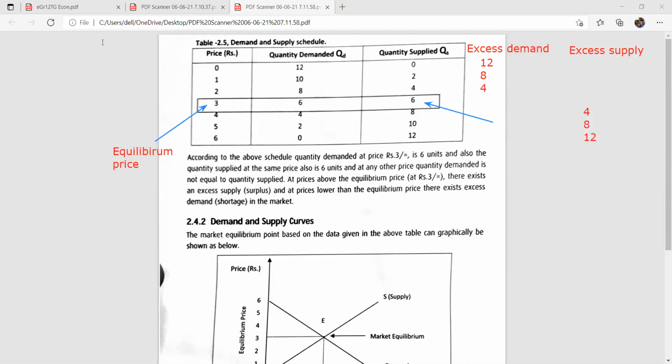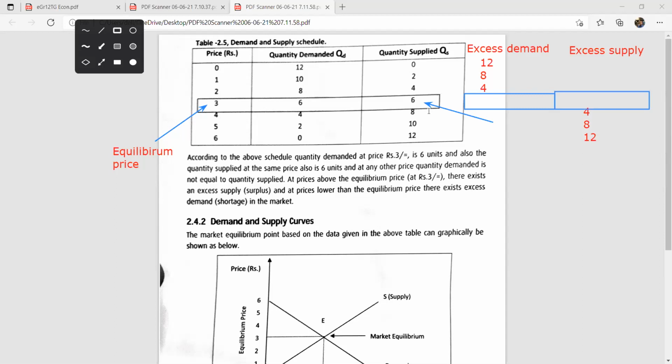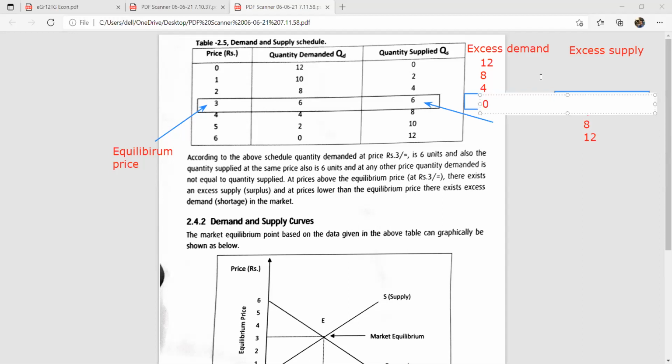So at the equilibrium, there is no excess demand or excess supply. It is also a special situation. In these two, excess demand is zero, excess supply is also zero.